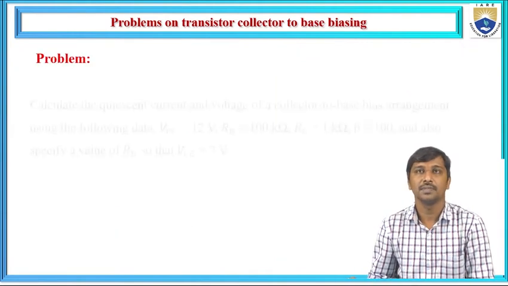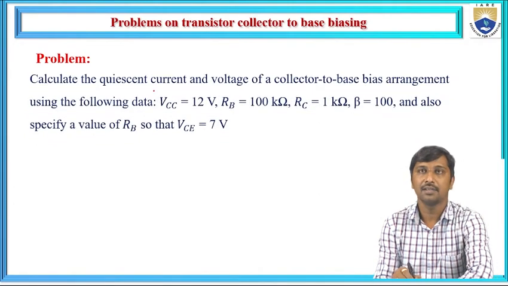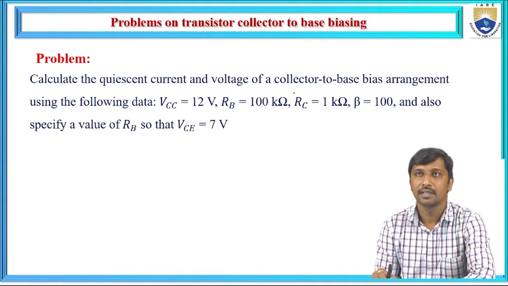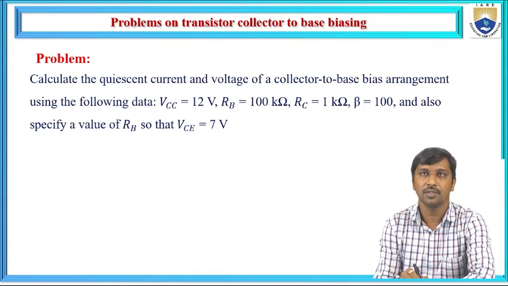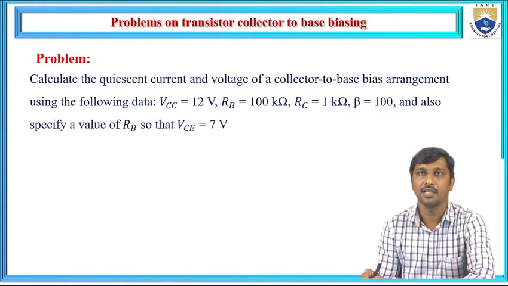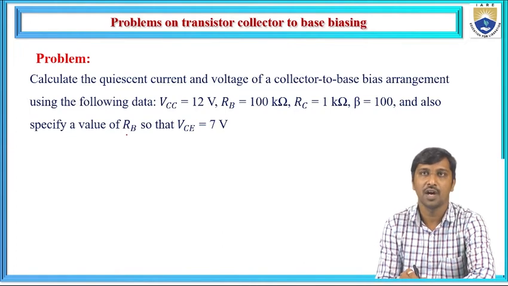Now we'll see another problem, the second problem. Calculate the quiescent current and voltage of a collector to base bias arrangement using the following data. The given specifications are VCC is 12 volts, RB, the base resistance, is 100 kilo ohms, collector resistance RC is 1 kilo ohm, and the DC current gain beta is 100. Also specify a value of RB so that VCE equals 7 volts.